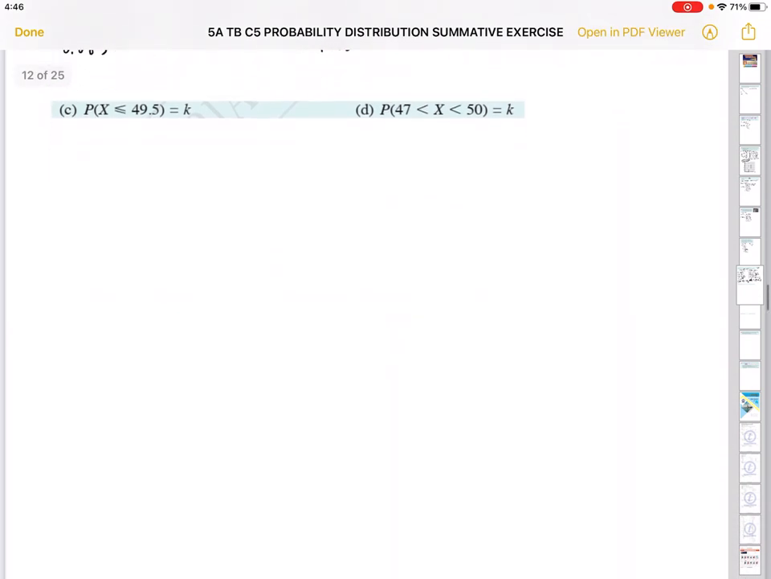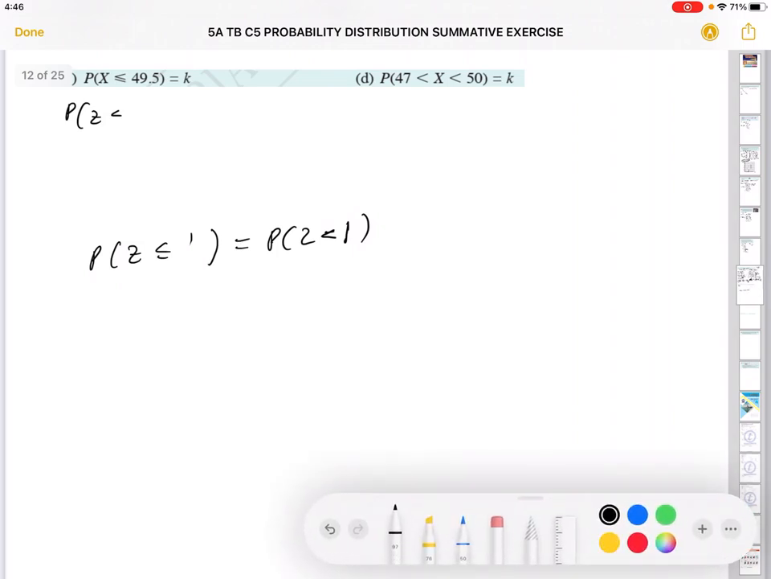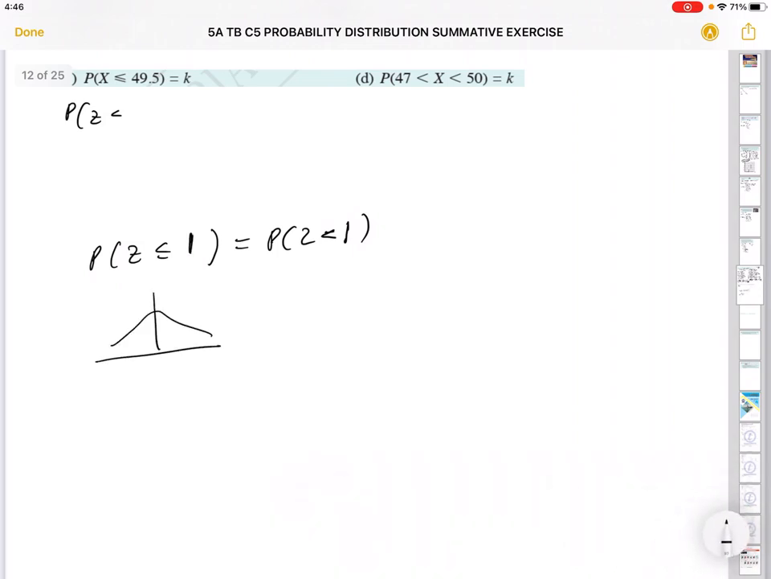Okay, so next, for part C, again we standardize first. This will be less than. Oh, by the way, there's no difference between the equal sign, less equals, and less than. They are actually the same. I hope you know why. Let's say I use the number 1. When we talk about z less equals to 1, we're talking about this area, which does not include 1.